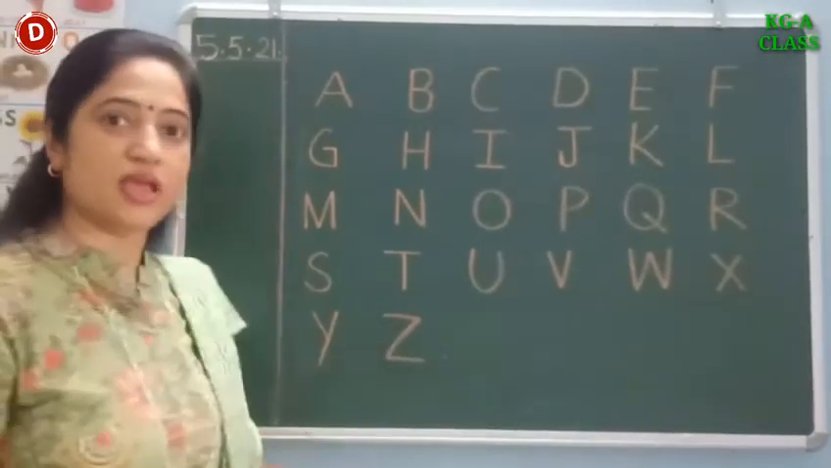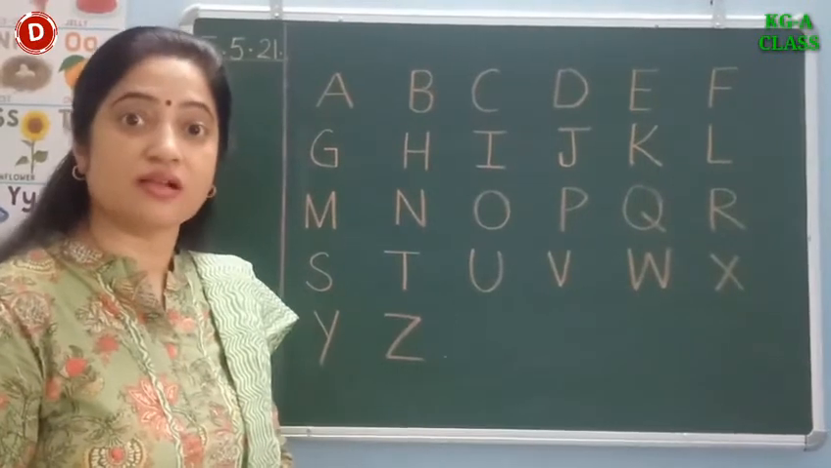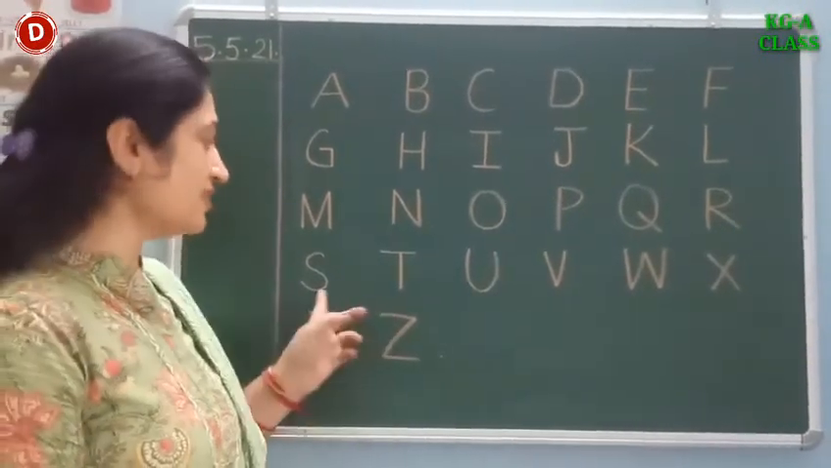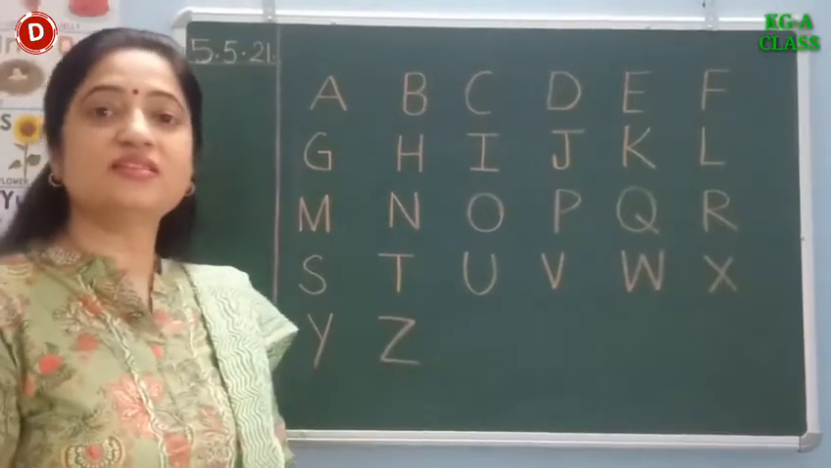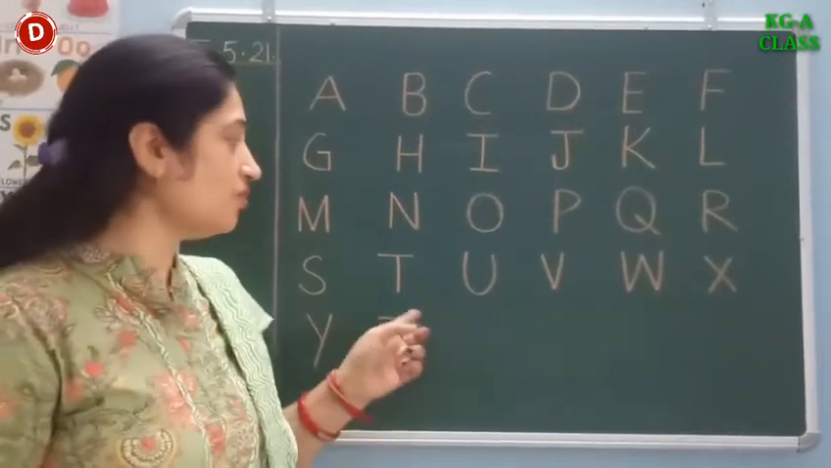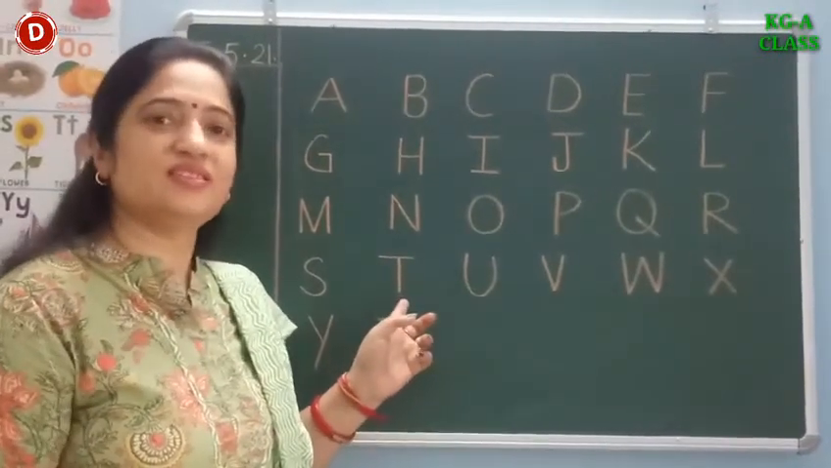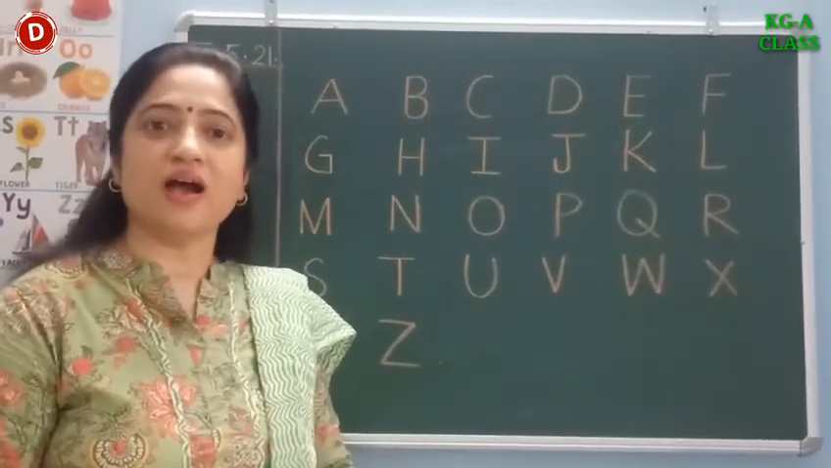Now comes S. S says S as a snake, sun. S says S. Now comes T. T says T as a tiger, telephone. The sound of T is very clear. It is T. U says A as an umbrella.